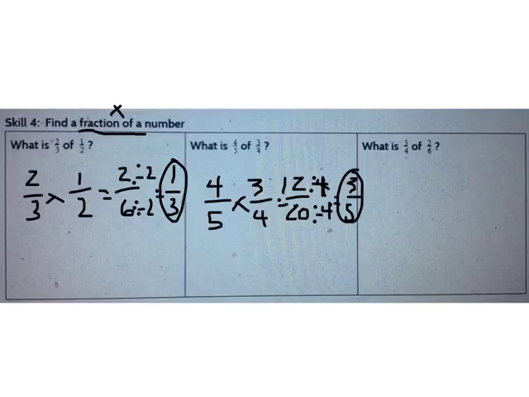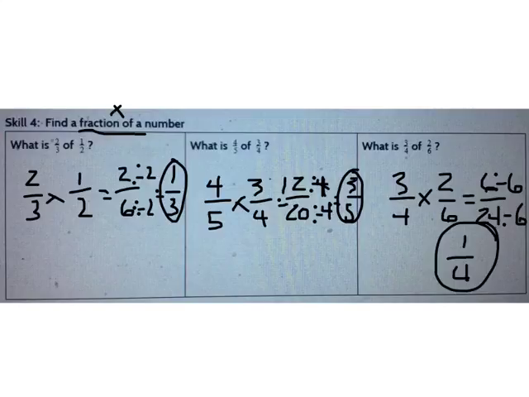Now you try one. Make sure you write your answer in simplest form. What's 3/4 of 2/6? The correct answer is 1/4. 3/4 times 2/6 is 6/24. When I divide both by 6, I get 1/4.